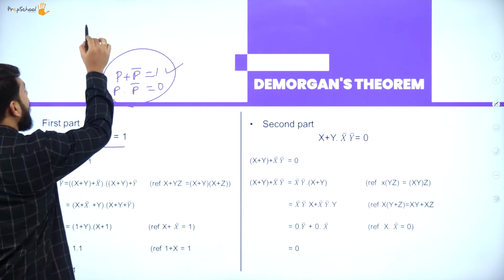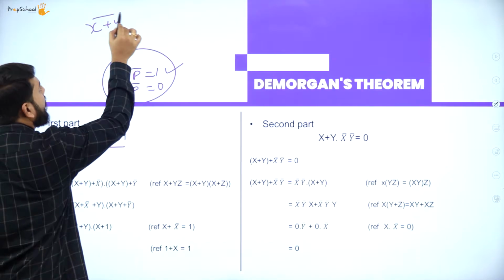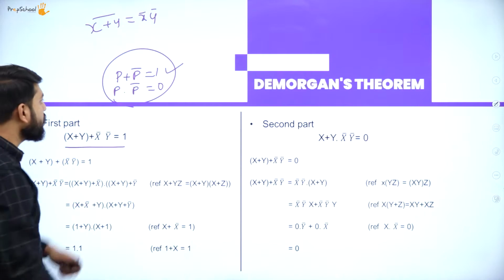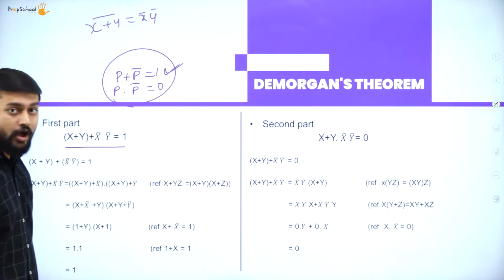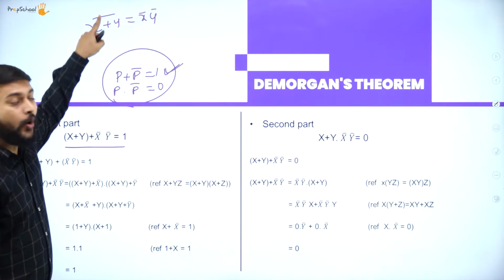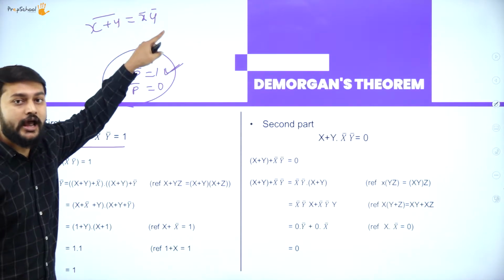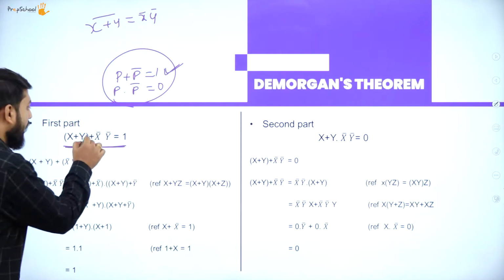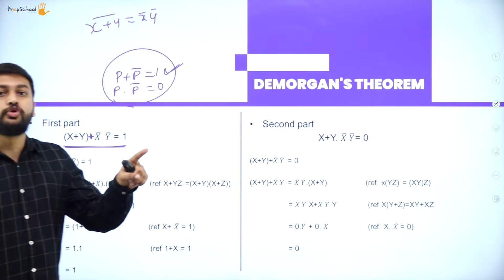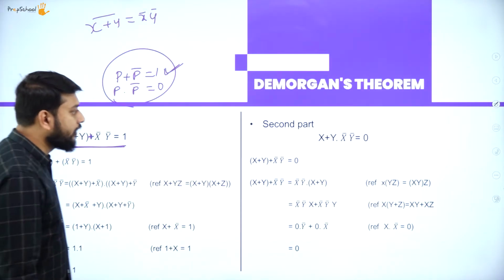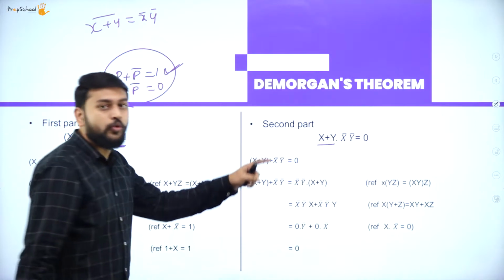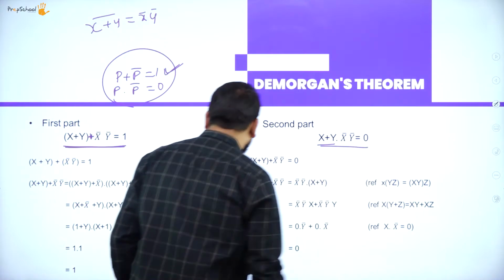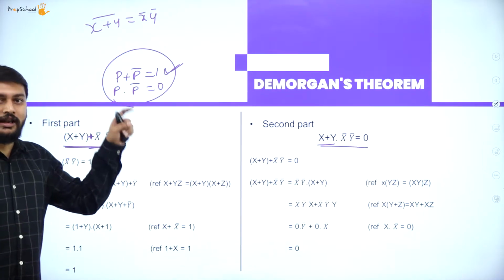So please understand, I had x plus y whole dash is equal to x dash y dash. According to this law, when I have x plus y whole dash equal to x dash into y dash, I can rewrite the expression as x plus y plus x dash y dash is equal to 1. Along with that, I can also write x plus y into x dash y dash is equal to 0. This is what I have to prove according to the complementarity law.